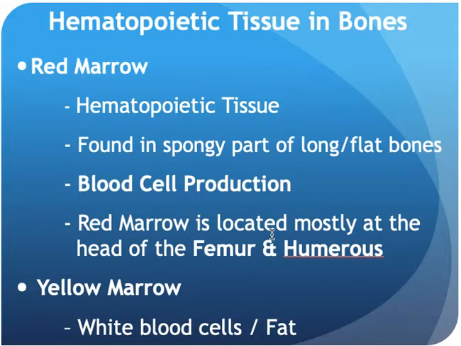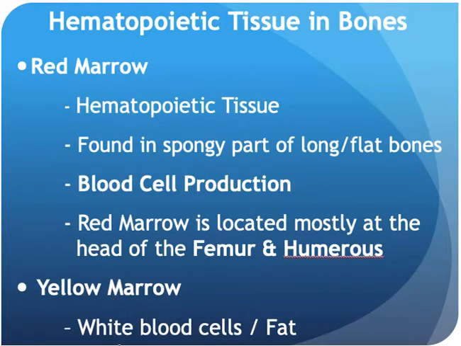Red marrow is located mostly at the head of the femur and the humerus. So again, this just brings into play when I fracture these bones. If I fracture the head of the femur or the head of the humerus, it can disrupt this whole process of making my red blood cells. Okay, so it becomes a little more serious.